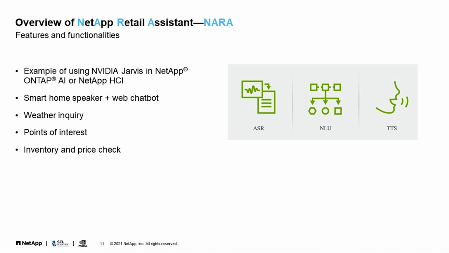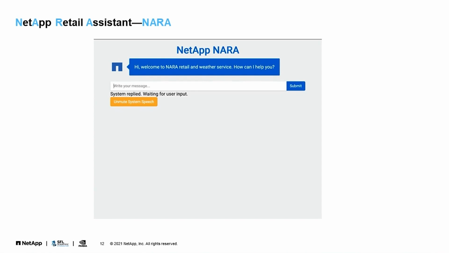The functionalities include, you can think of it as a smart home speaker with a web chatbot interface, so you can interact with it with text or your spoken input. The functionalities include weather inquiry, and you can ask about points of interest, and then perform inventory and price check. So next, this is what the interface looks like. And we also have a demo video of how the system works. So I'll play the video.